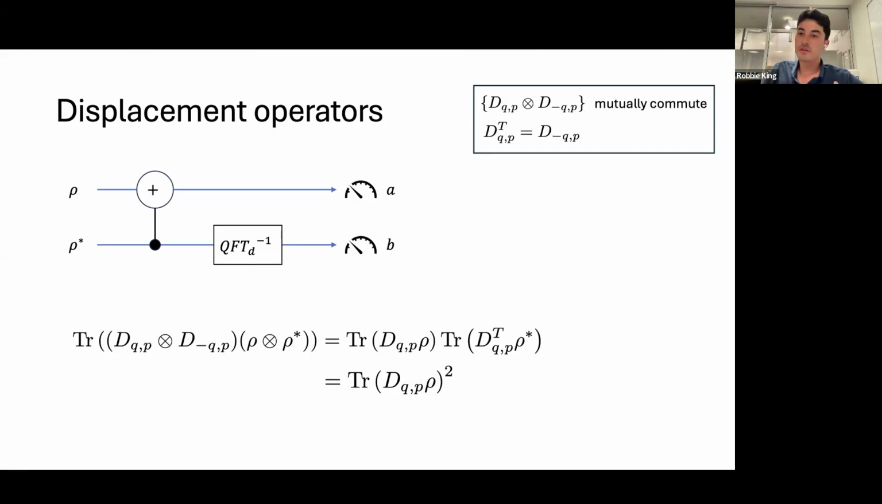Okay, so this sort of shows you why you need rho tensor rho star, and this is in fact our learning algorithm. So we take rho tensor rho star, we perform this entangling circuit, and then we measure, and this gives us some classical data that we can use to estimate all of these expectation values.